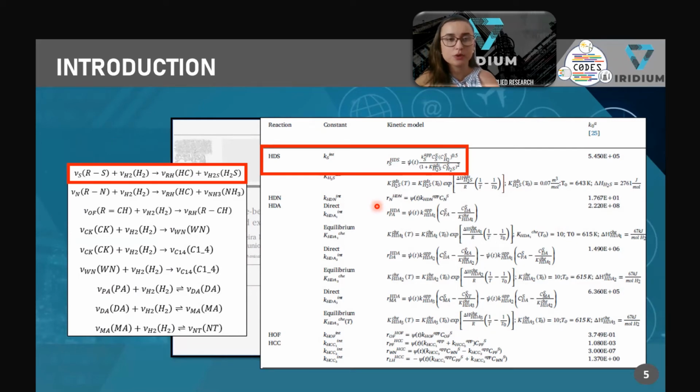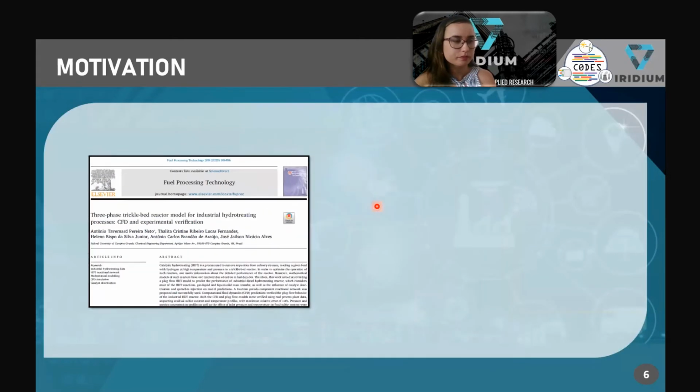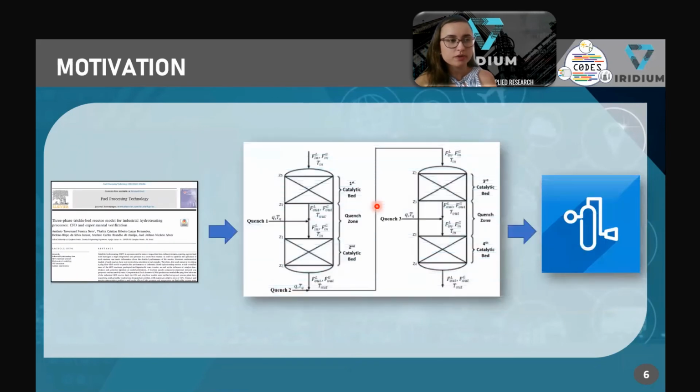For this presentation, we will present a part of the proposed model by Tavernard's group, focusing on the hydrodesulfurization process. This work's motivation is based on the development and customization of a reactional block on the AVIVA process simulation platform, based on the HDT model, focusing initially on the hydrodesulfurization process.